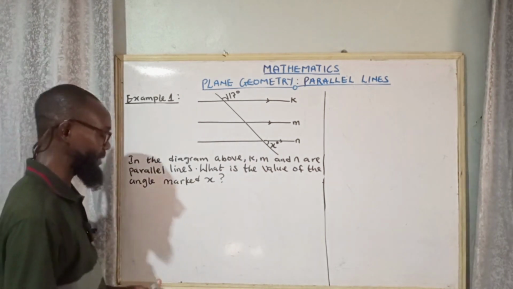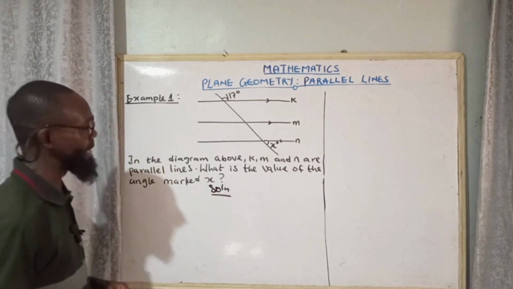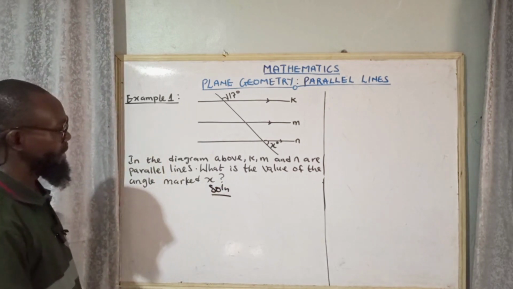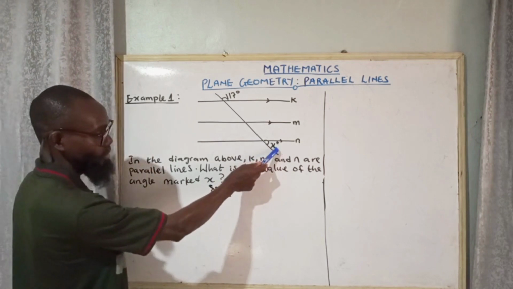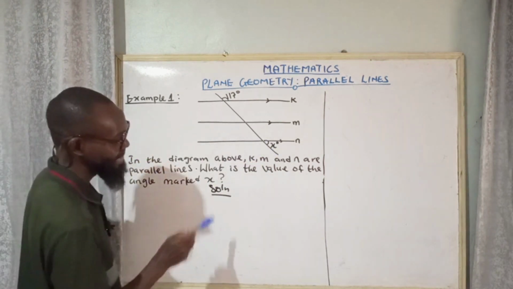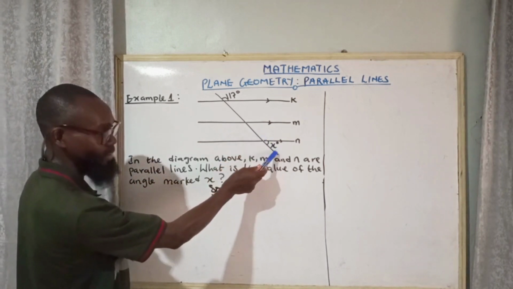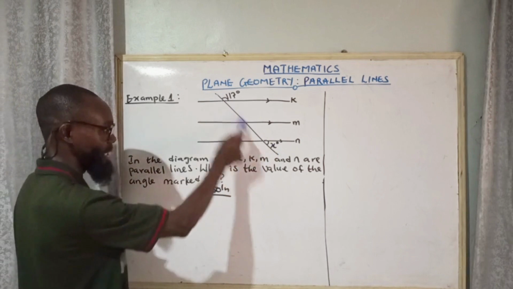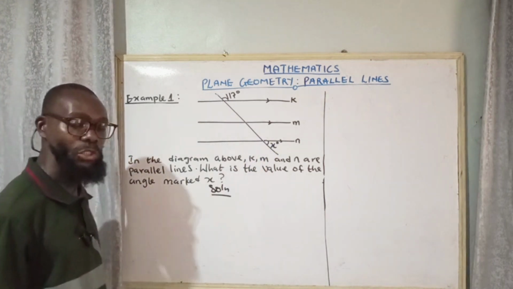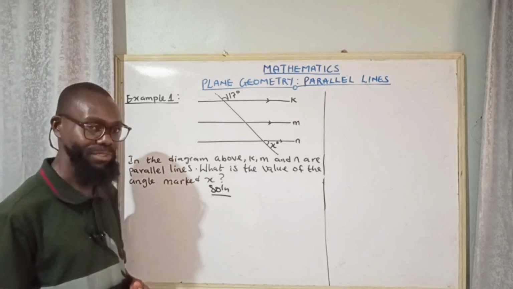These are parallel lines. Now to work out these parallel lines, when you look at this very well, we want to find the value of this angle, which is X. If I'm able to get the angle that is here, I will get the value of X because both of them will be on this straight line. So I will apply sum of angles on a straight line as we did in our first lesson.